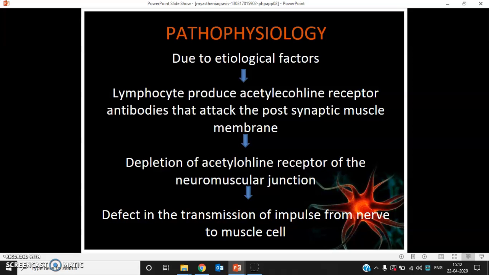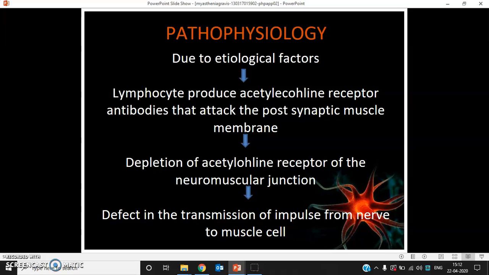If you remember your anatomy and physiology from the first year, there is a synaptic muscle membrane, with receptor sites from where they receive the signal. If these antibodies attack the postsynaptic muscle membrane, there will be a depletion of acetylcholine receptors at the muscular junction, and due to this there will be a defect in the transmission of impulses from nerve to muscle cells.